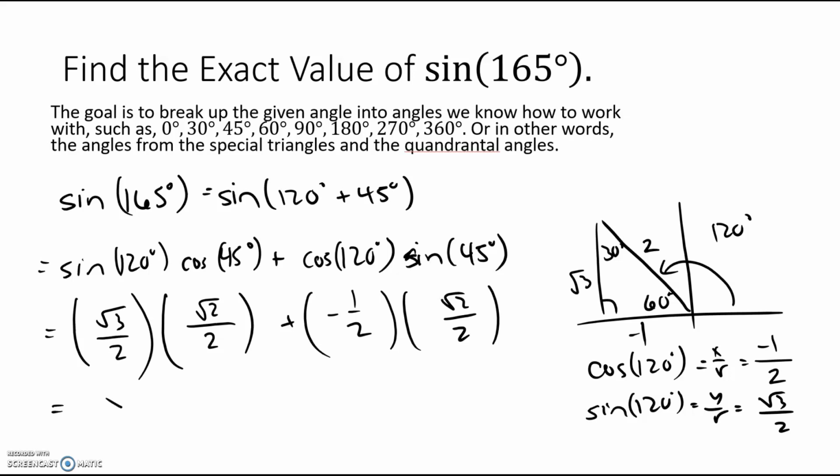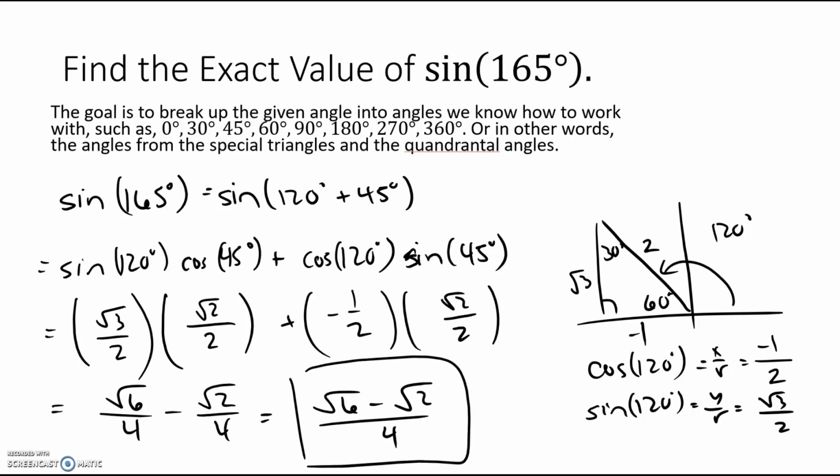So multiply together, we have square root of 6 over 4 minus the square root of 2 over 4, or the square root of 6 minus the square root of 2, all over 4. And that will be our final answer.